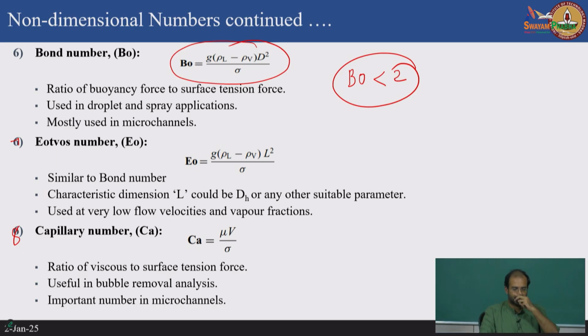People sometimes use another number which is very similar to bond number. They call this the Eötvös number. In some papers you will see Eötvös number, but essentially it is the same as bond number. So there is hardly any difference.